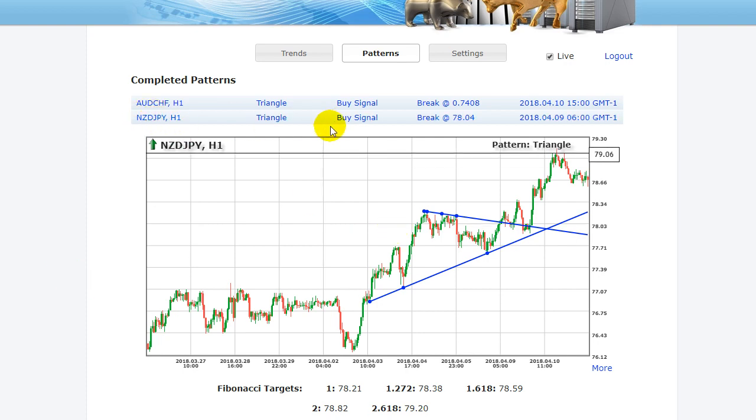New Zealand dollar, Japanese yen, triangle buy signal break, 78.04. Right, so we come down here on the 9th, which is right here. So you go up a little bit, 78.20. So you hit your first target, right? Now again, New Zealand dollar, Japanese yen, and you're trading the hourly chart. All right, so be conservative.